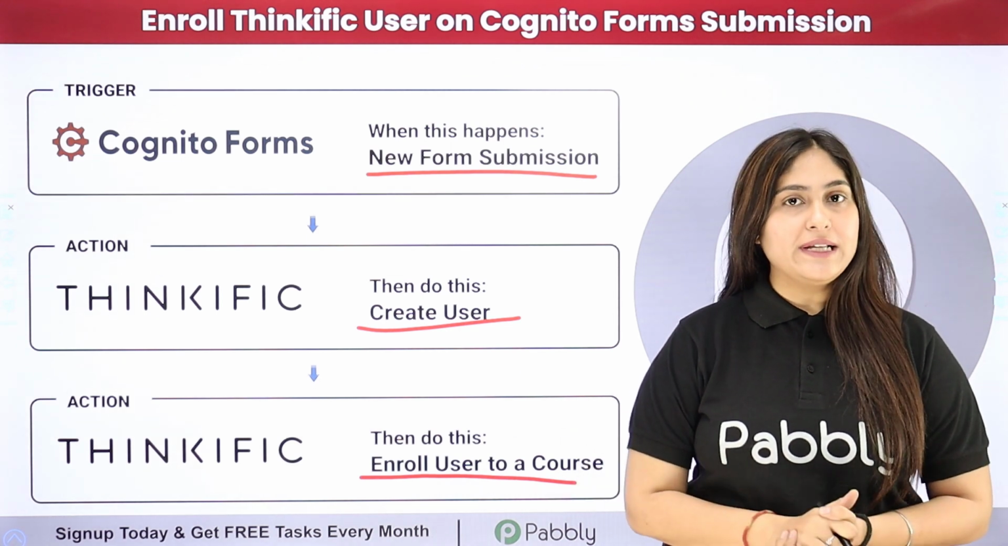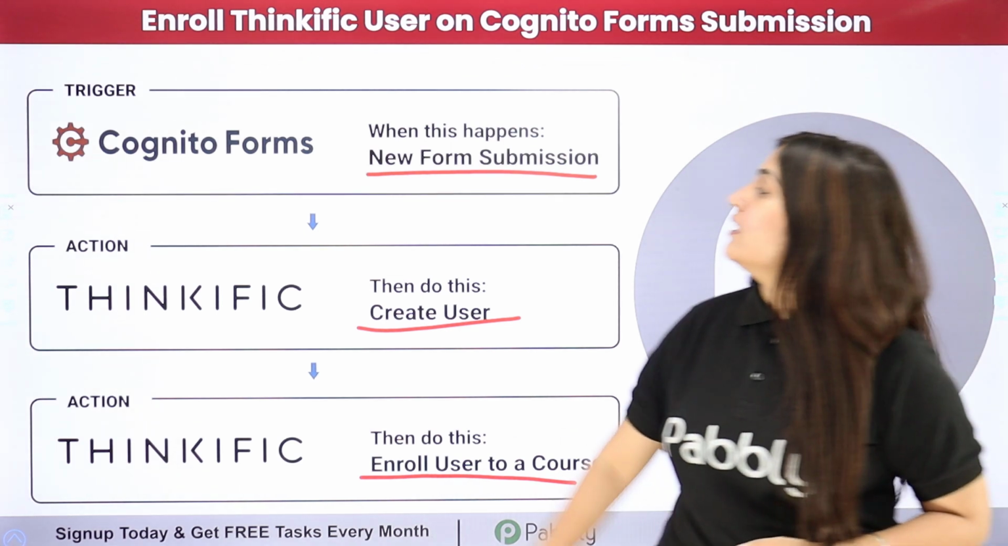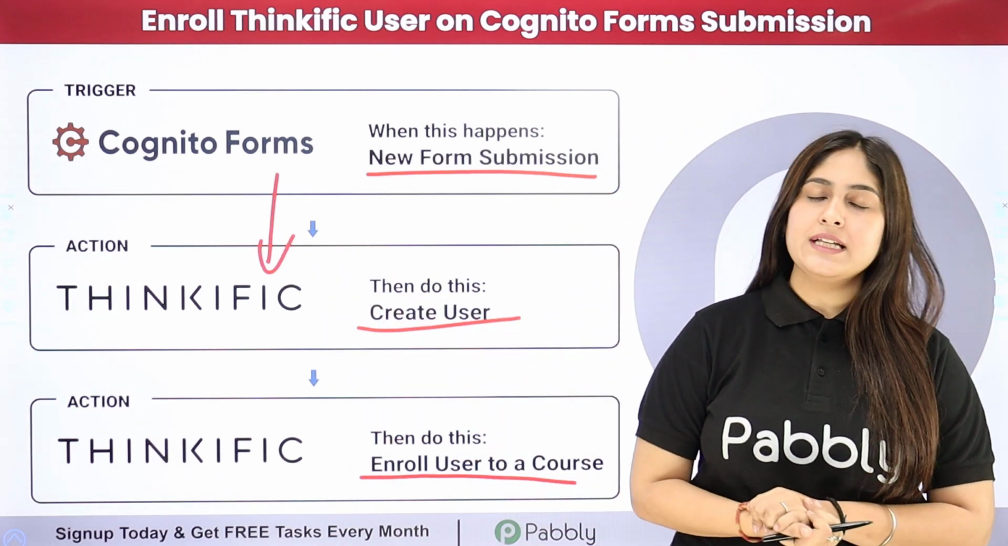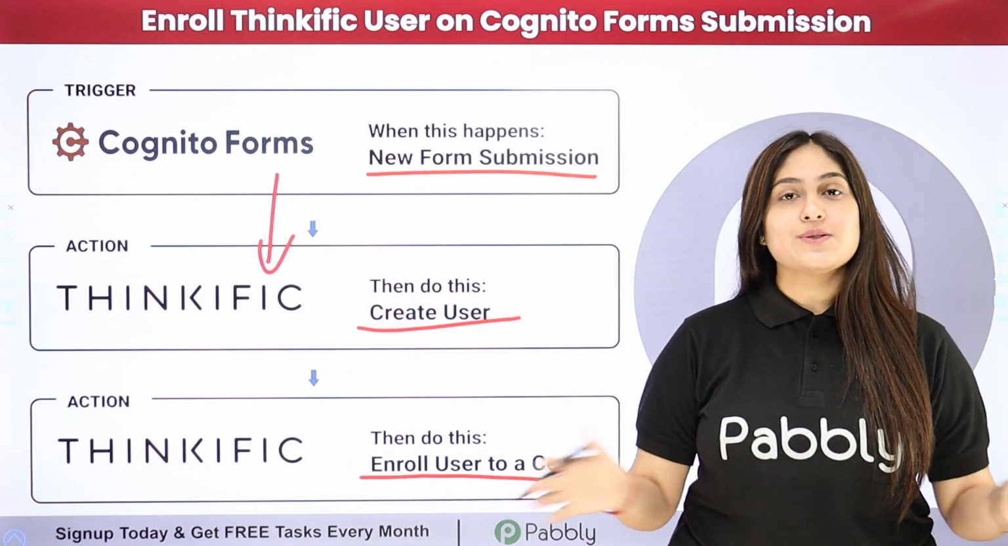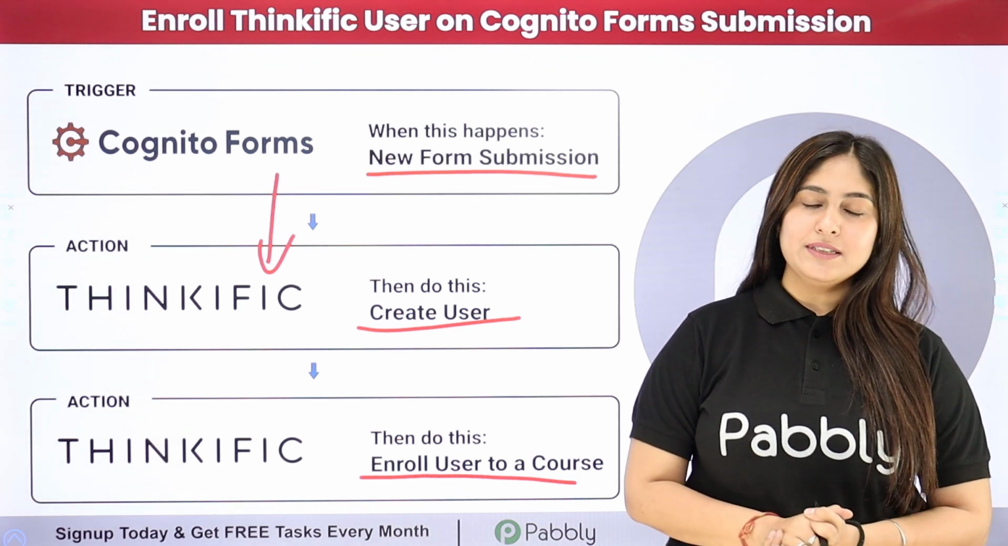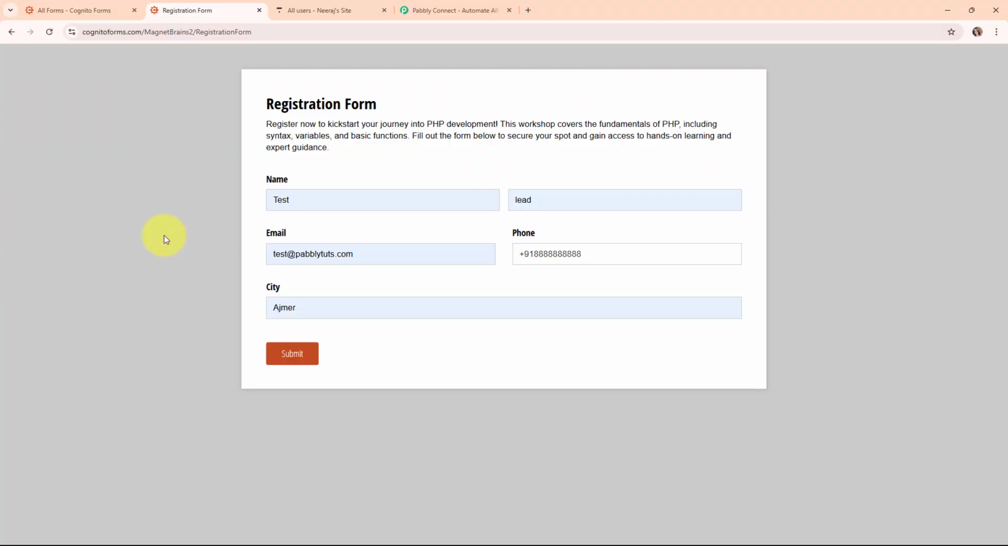So to automate the entire process, I need to connect my Cognito Forms with my Thinkific account using an automation software named Pabbly Connect. To see the working of this automation and to learn this process step by step, let me take you to my screen. Welcome to my screen.